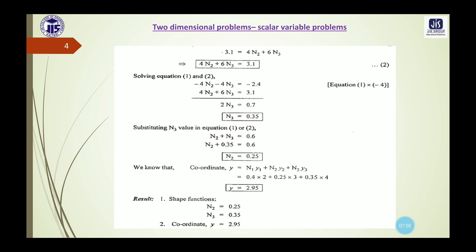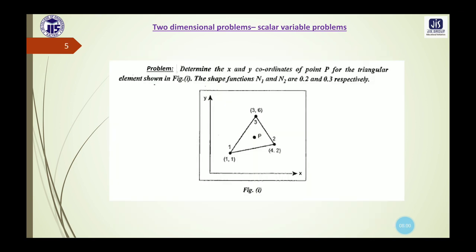Okay, so let us discuss the next numerical. So here we need to determine the x and y coordinates of the point P for the triangular element, which is shown in the figure 1. The shape functions n1 and n2, these are 0.2 and 0.3 respectively.